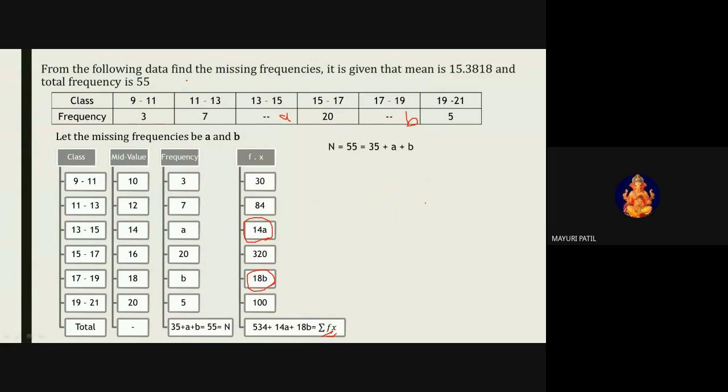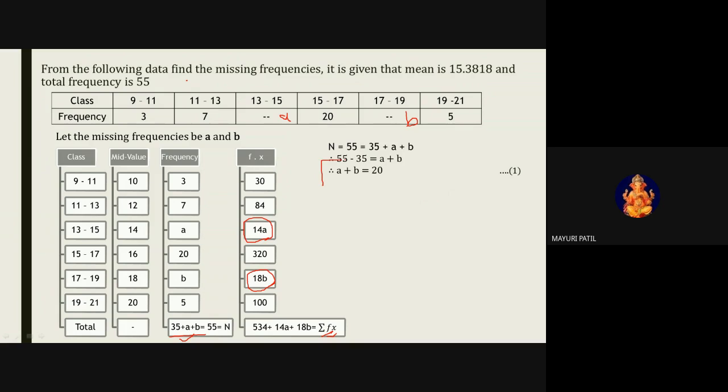Before writing the formula, let's go for the calculation first. N is given here, this one. N is 55, but what we have found is 35 plus a plus b, so we will simplify it. 35 is here and 55 is there, so 35 will go minus. So the first equation we get is a plus b is equal to 20. Highlight this one. Why? Because we have to find the missing frequency.